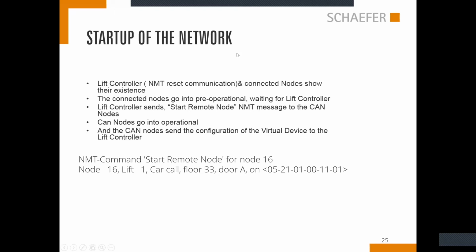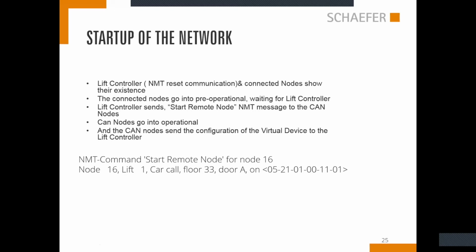And once they show their existence, they automatically go into a pre-operational mode when they see a heartbeat, and then they're waiting for an empty start remote node message from the lift controller. Once they receive their start remote node from the lift controller, then the CAN nodes go into operational, but simultaneously they also send what the IOs or the virtual devices have been configured in this particular CAN node. Based on this, the lift controller can save it in their system to know what each node has been configured.